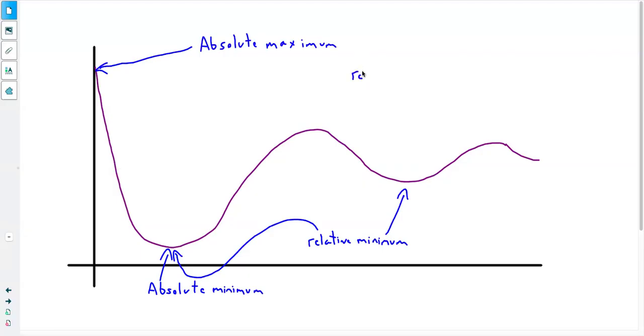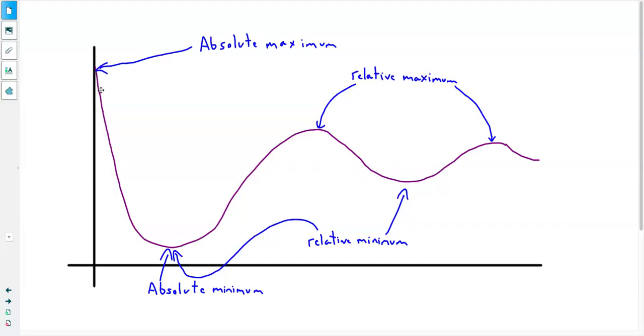Now, if we look up here, we can see that this is a relative maximum because, once again, immediately around it, it is the highest point. Same as here would also be a relative maximum because immediately around it, it is the highest point.